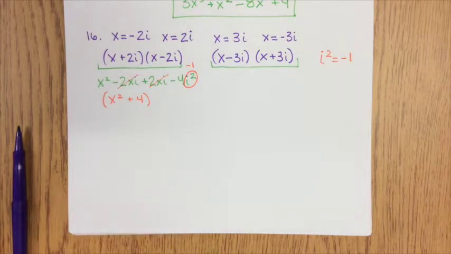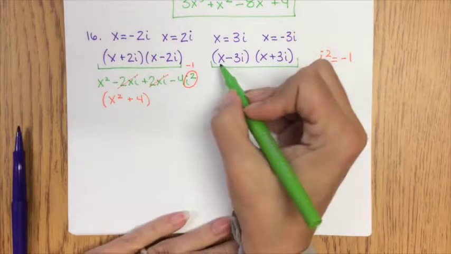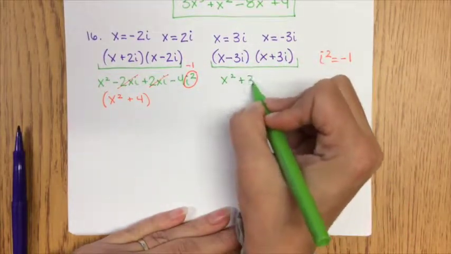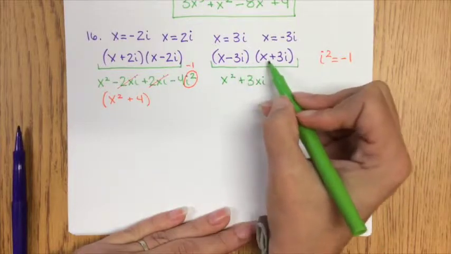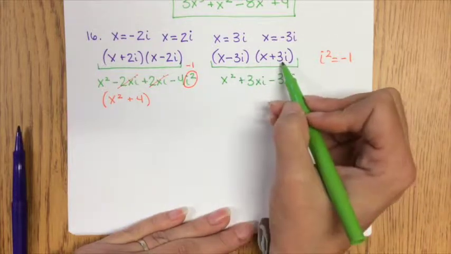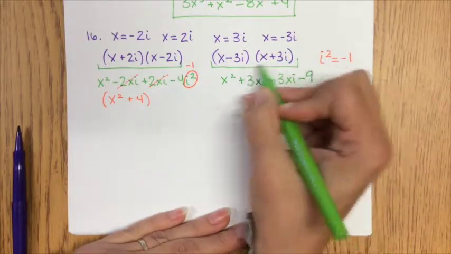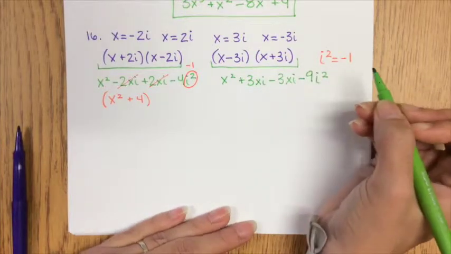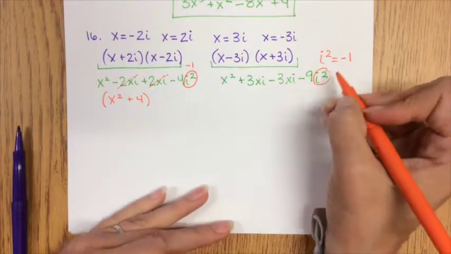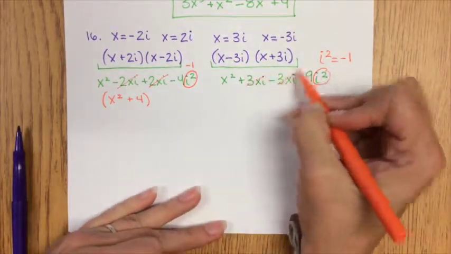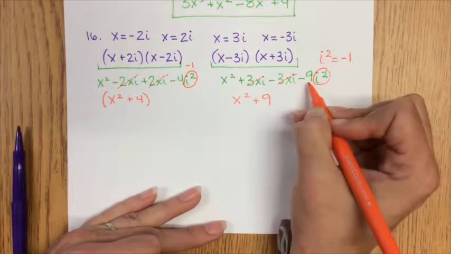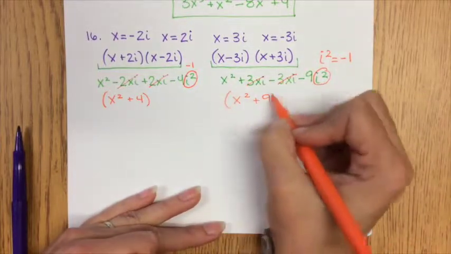Okay, let's come over here and do this guy over here. Same way. X times x, x squared. X times 3i is plus 3xi. Negative 3i times x is negative 3xi. Negative 3 times positive 3 is negative 9. i times i is i squared. Again, the i squared equals negative 1. So let's remember that. This cancels out. So we have x squared plus 9. Negative 1 times negative 9 is positive 9.